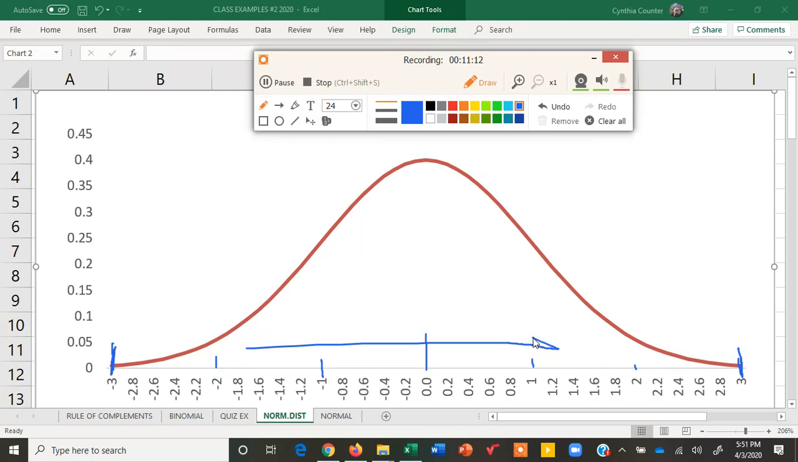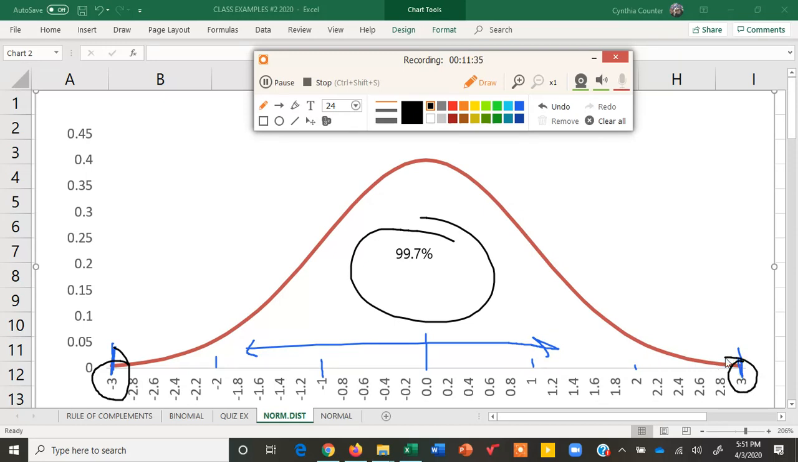So how much is in here? You can see it's almost everything. It turns out that this here is 99.7% of the data. Virtually everything. So most of the data is within 3 standard deviations of the mean.